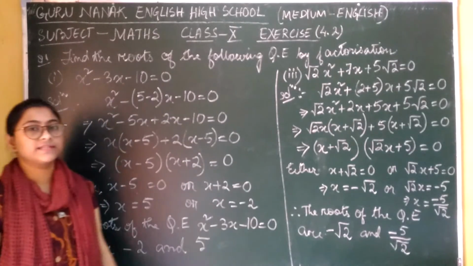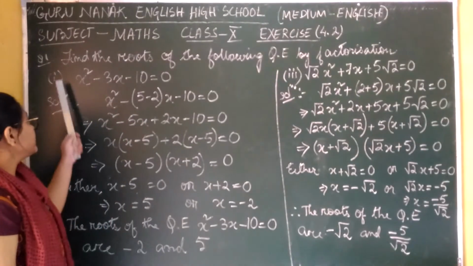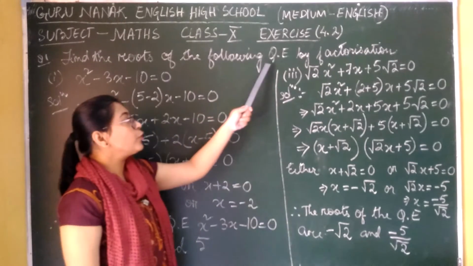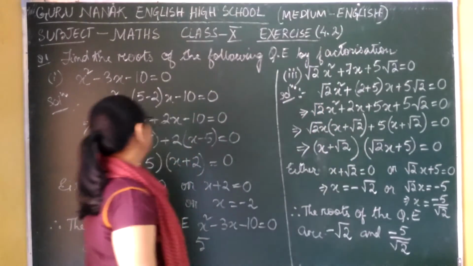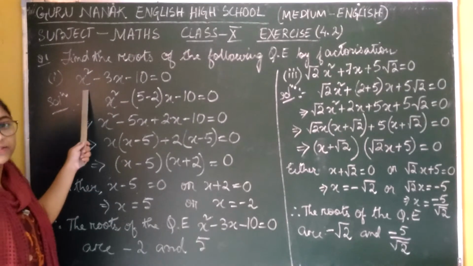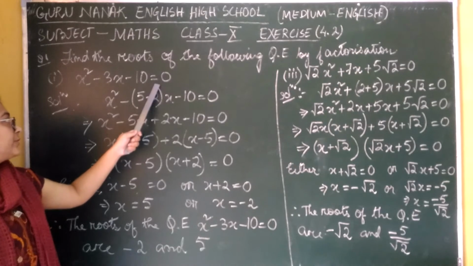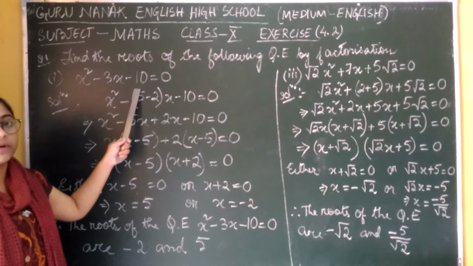So now let us discuss some of the problems from exercise 4.2. Question number 1 is given as: find the roots of the following quadratic equations by factorization. The first question is x squared minus 3x minus 10 equals 0. Now we have to factorize this quadratic equation.